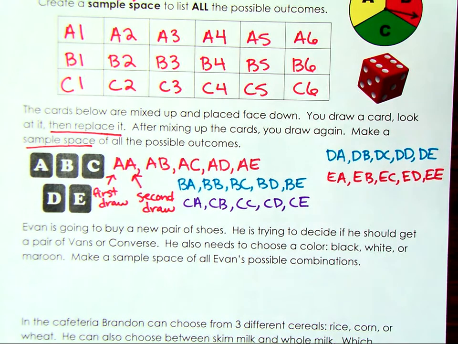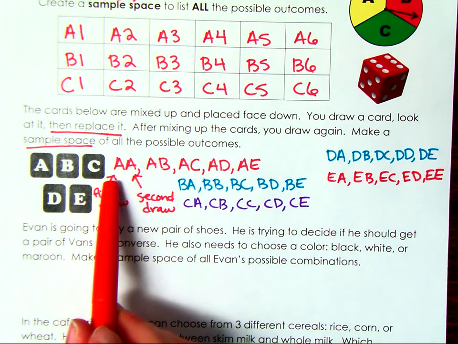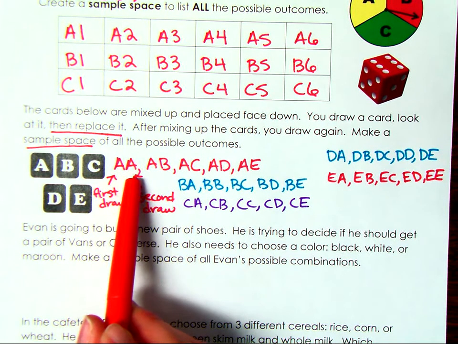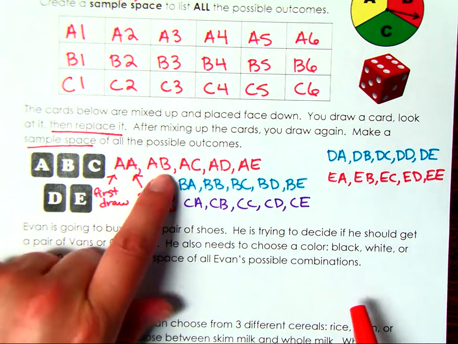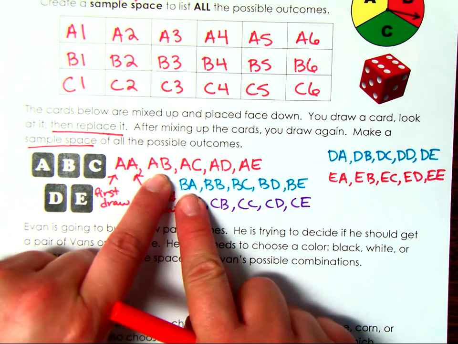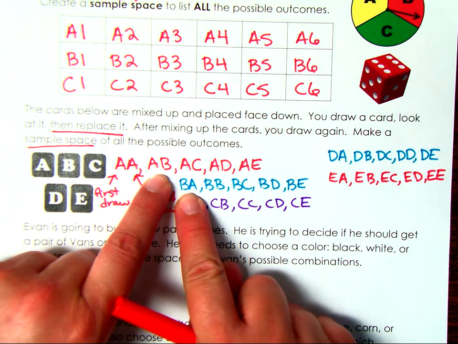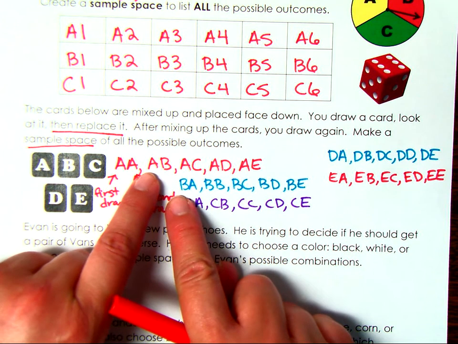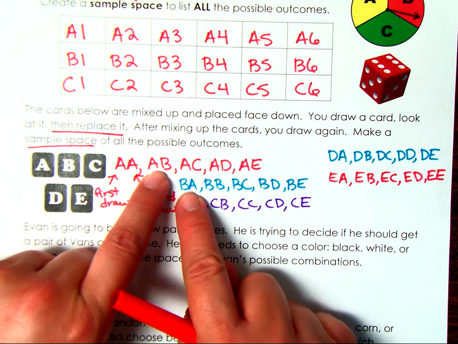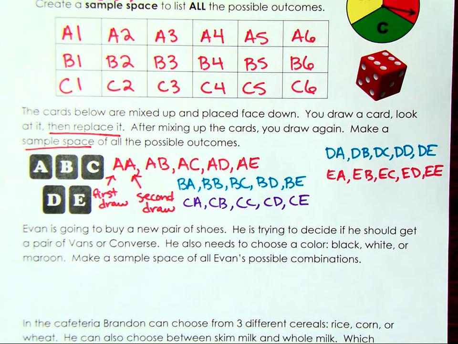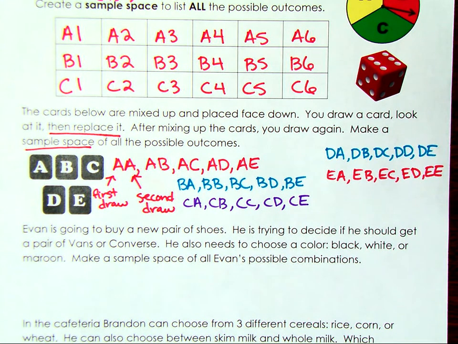Okay? So what that represents is the first letter is the first card you draw, and your second one, you have that. So for example, even though we see AB here and we see BA, yes, that looks like the same combination, but the first letter represents your first draw, and the second letter represents your second draw. Okay? So you are drawing twice, so we're listing all the combinations of what the cards could be.